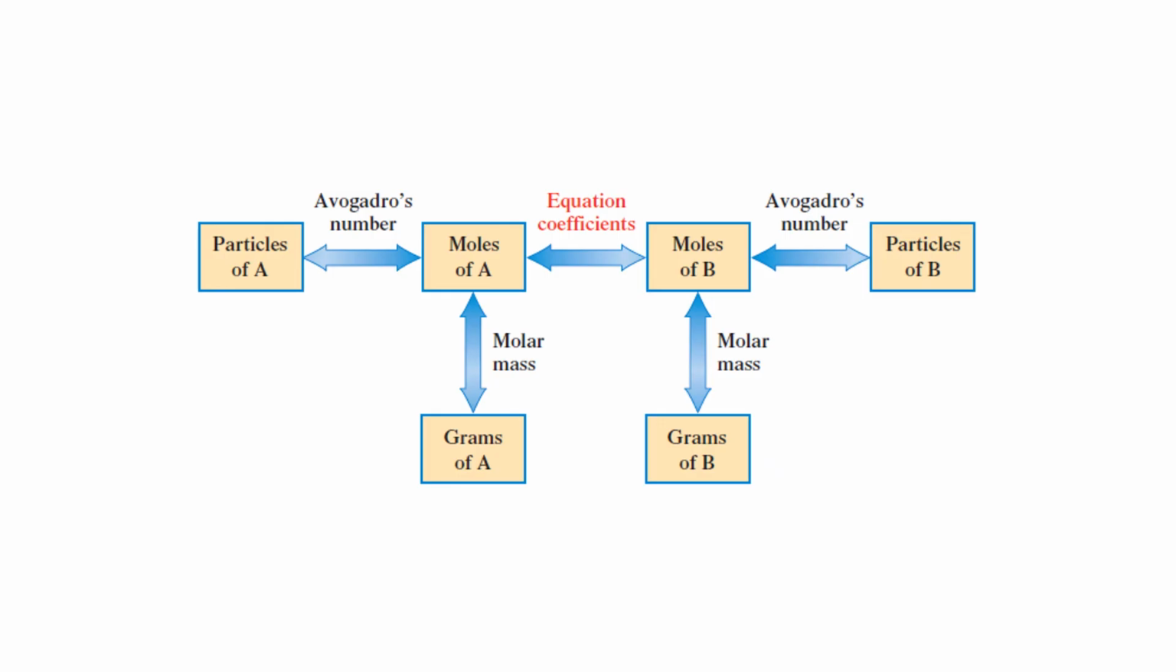Now, here is the same map. Ang pinagkaiba lang niya dito is gumagamit tayo ng equation coefficients instead of formula subscripts. So, pareho lang naman yung map niya. The only difference is mole-to-mole conversion, instead of subscript yung ginagamit natin, equation coefficients.